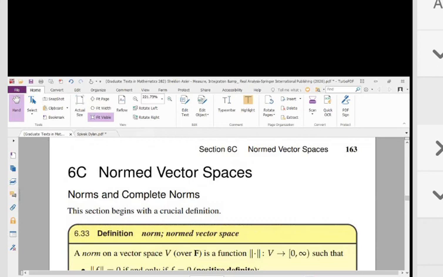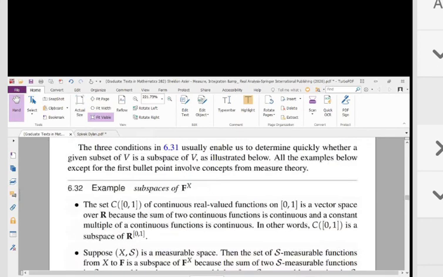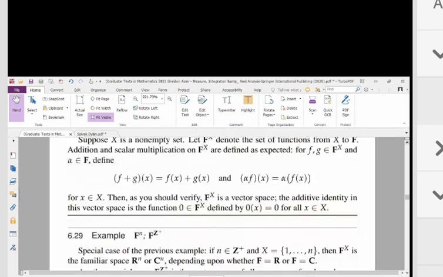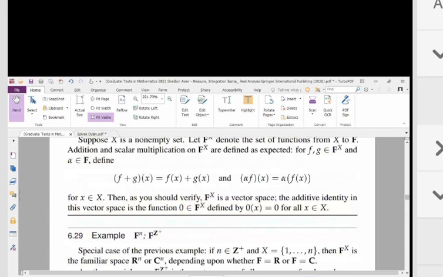Let me review rapidly this definition, because these are only 2 pages.